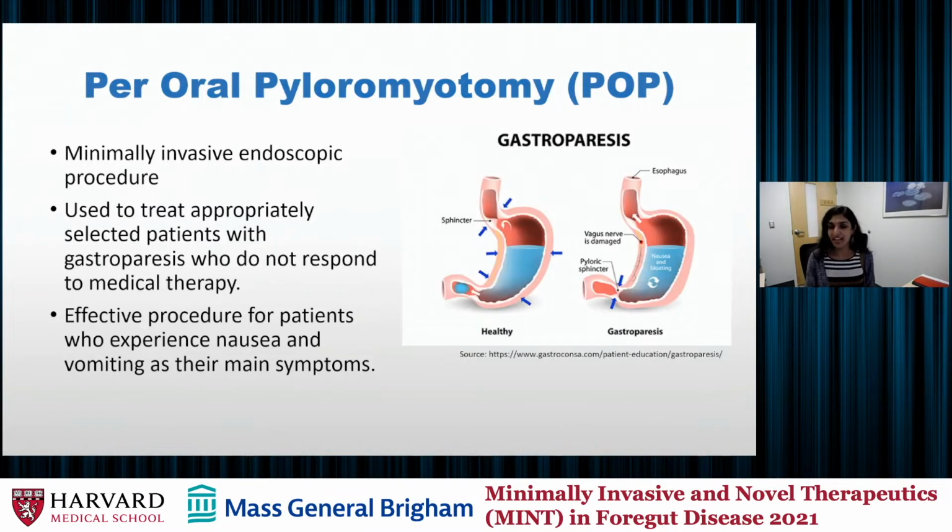Which brings me to the actual procedure that I'd like to talk about, which is the peroral pyloromyotomy, or what we call the POP procedure. It's a minimally invasive endoscopic procedure used to treat appropriately selected patients with gastroparesis who do not respond to medical therapy. So again, they're taking Reglan, erythromycin, other medications, and it's just not working. They're having worsening symptoms. This procedure is effective for patients who experience nausea and vomiting as their main symptoms. So this procedure overall is to help improve symptoms, but not 100% cure it.